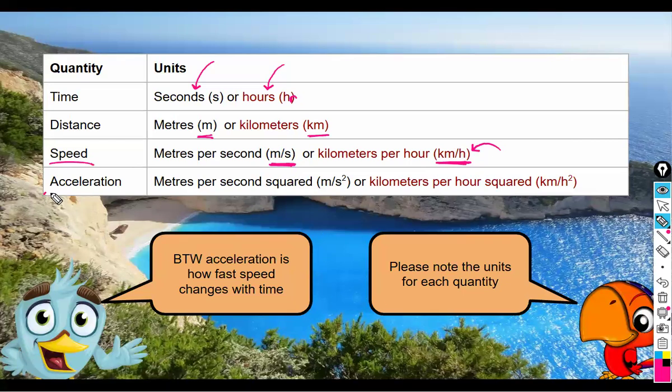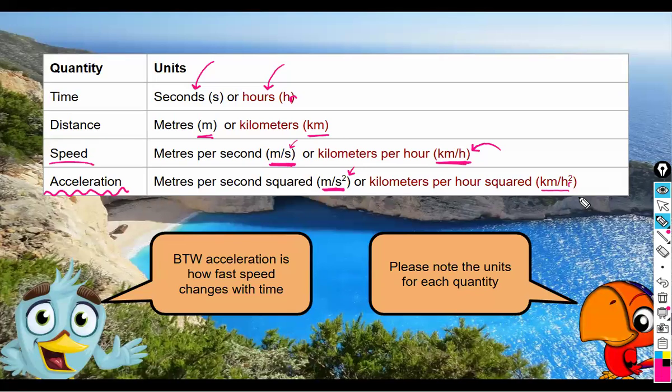Now, even if you don't know what acceleration is, I'll try my best to explain it as I go along. Acceleration is measured in either meters per second squared. And notice I have a little 2 above the S. Speed does not have the squared above the S. Or kilometers per hour squared. So it's very important that you know what you are measuring and you get the units correct in the question.